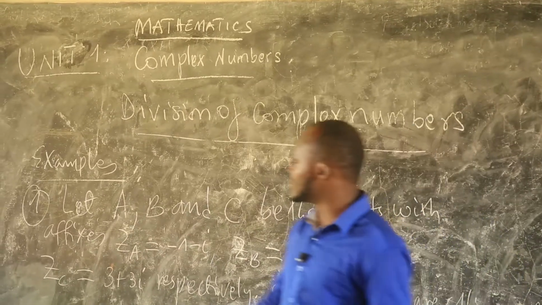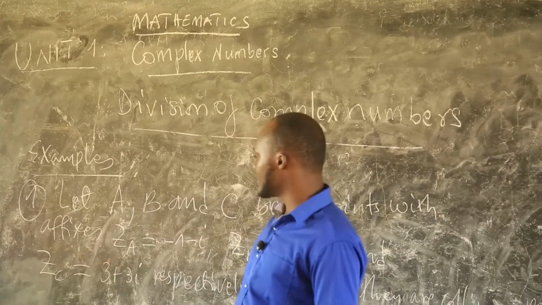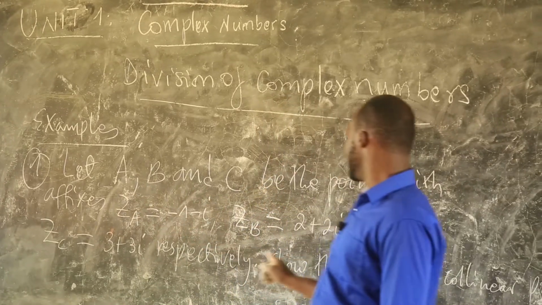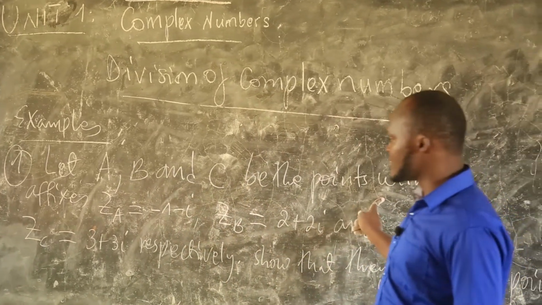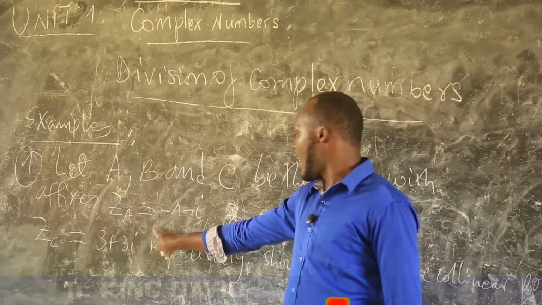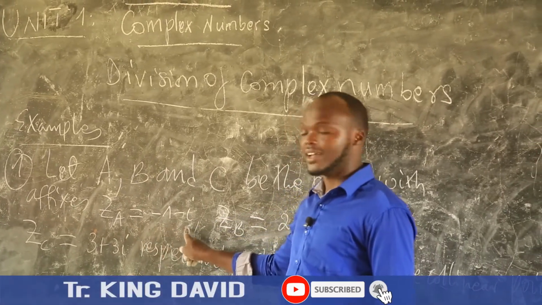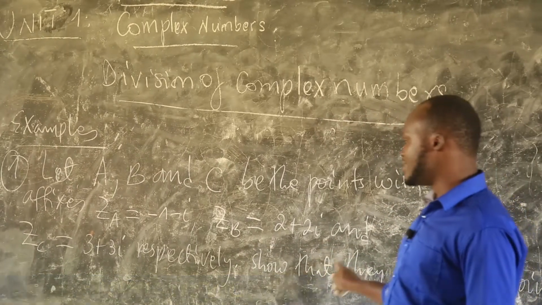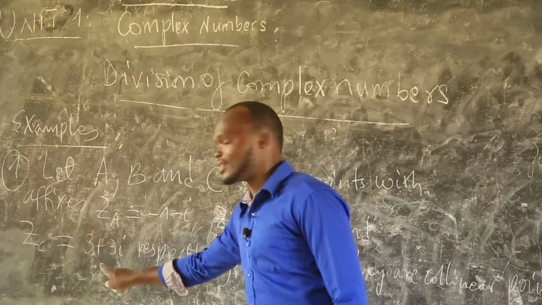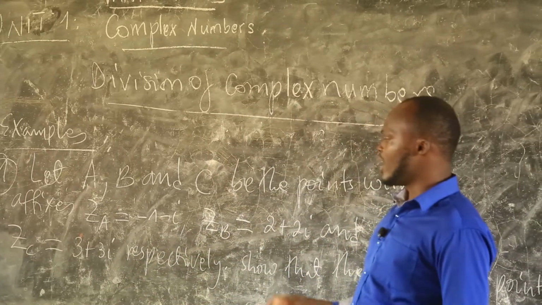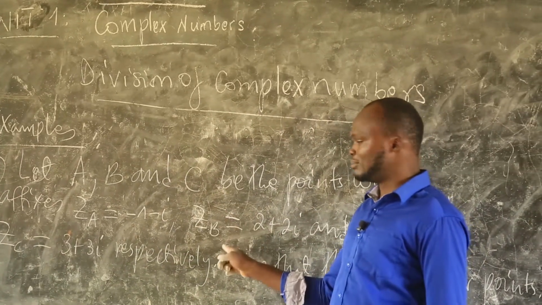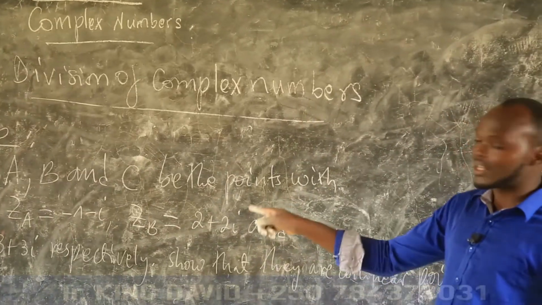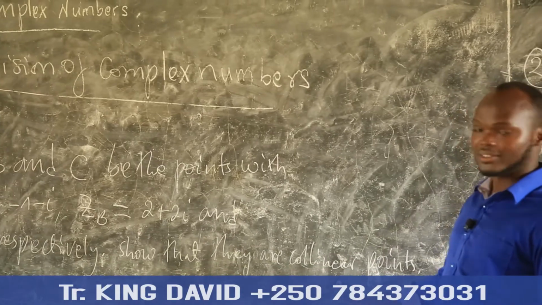Okay, examples. We have example number 1. Example number 1 is saying, let A, B, and C be the points with affixes ZA, which is negative 1 minus i, ZB, which is 2 plus 2i, and ZC, which is 3 plus 3i, respectively. We have 3 complex numbers, ZA, ZB, and ZC. So we are going to show whether those complex numbers are collinear.